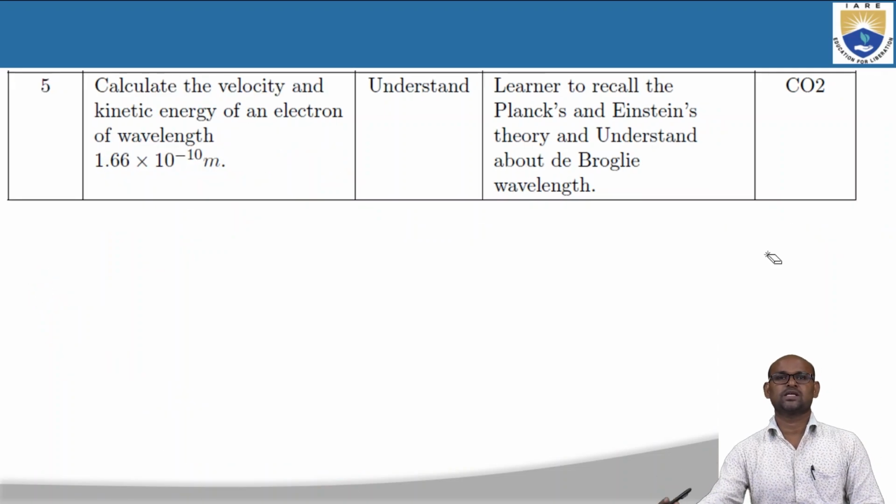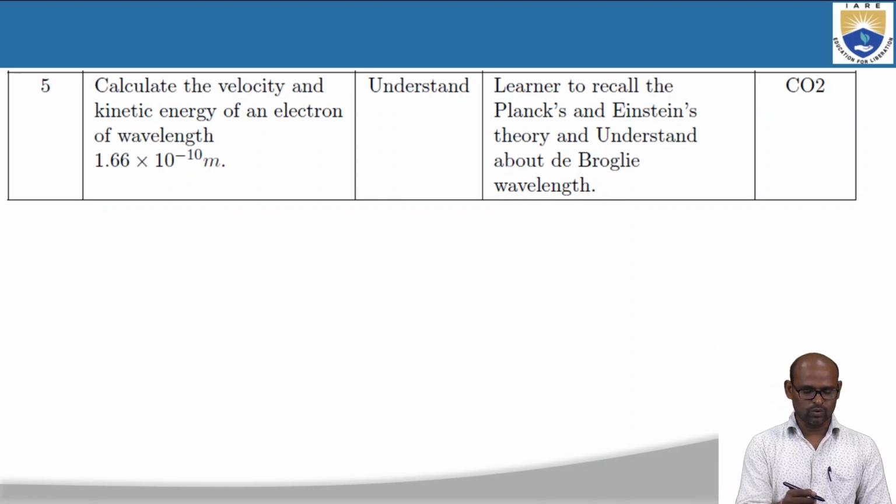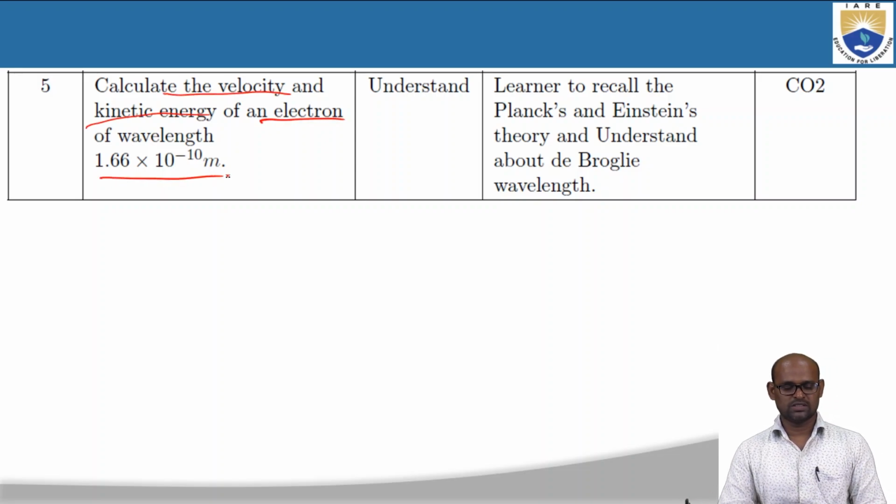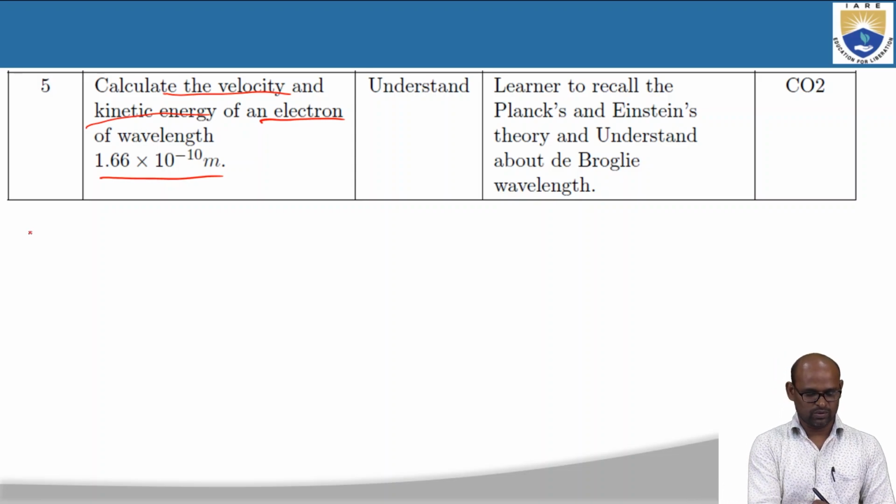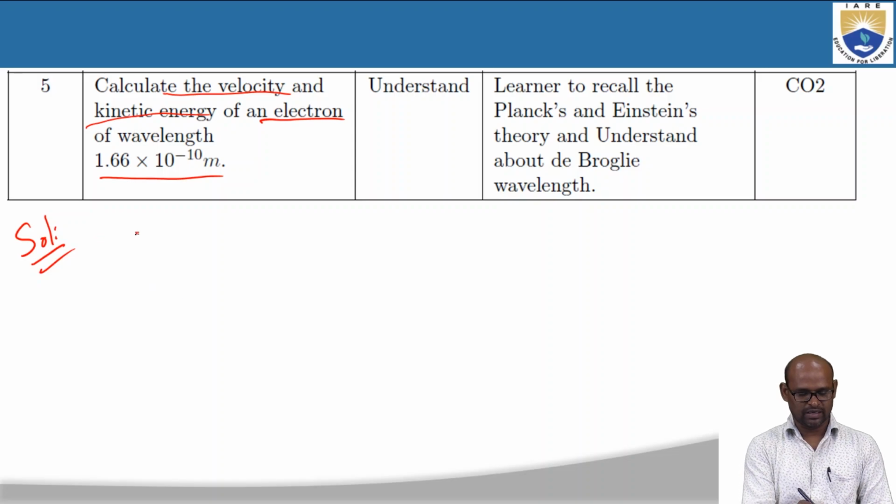The next problem is to calculate the velocity and kinetic energy of an electron of wavelength 1.66 into 10 power minus 10 meters. Again they have asked us to calculate the velocity and kinetic energy of the electron with the wavelength given as 1.66 into 10 power minus 10 meters.